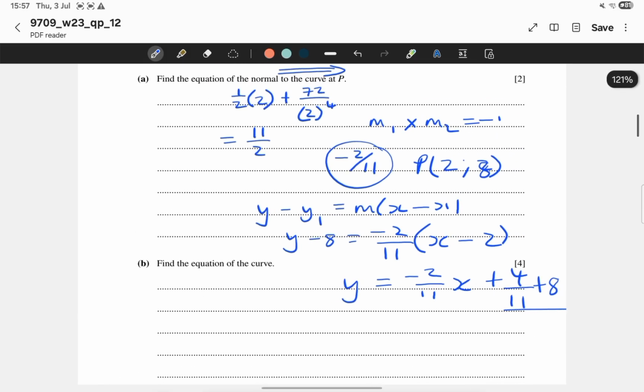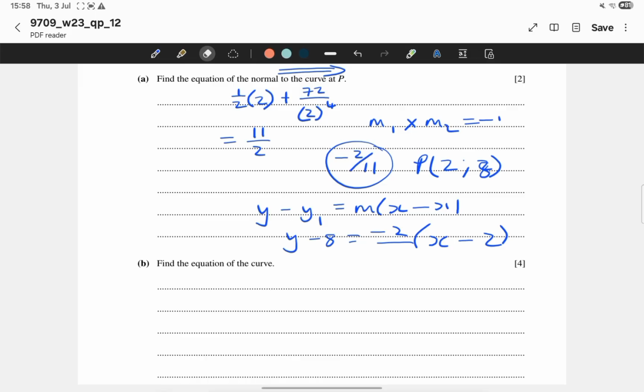Alright, I hope you got that. Just going to rub this out to make space for the following question. Then part B is saying find the equation of the curve. Find the equation of the curve.